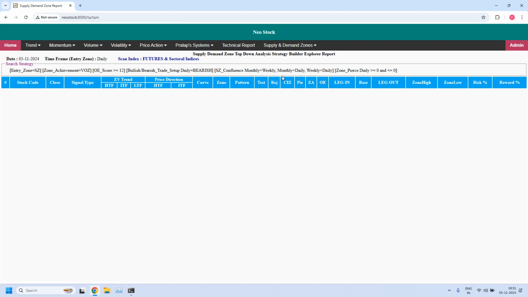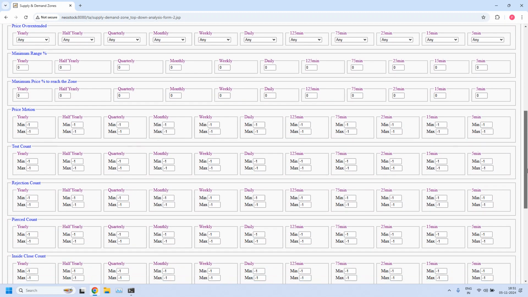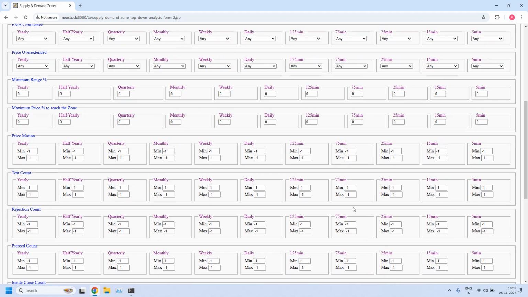Okay, next let us look for a bullish trade setup for weekly income trade. In weekly income trade, the entry time frame is 75 minutes and the entry zone is the demand zone. In bullish or bearish trade setup at 75 minutes, I am selecting bullish. The 75 minutes demand zone should not be pierced. So in the pierced count at 75 minutes time frame, I am setting minimum value 0 and maximum value 0.